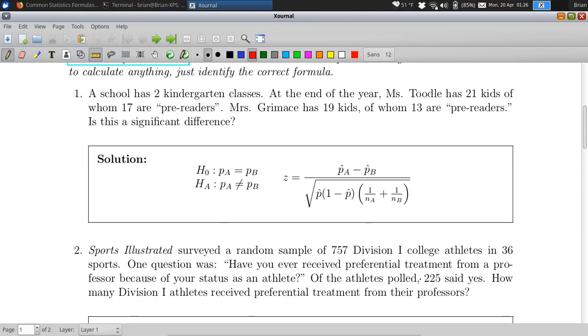So that's proportions, but it's only one sample, right? There's only this one group of athletes that they talk to. So we're doing proportions with one sample, and the question that we're trying to answer is a how many question.